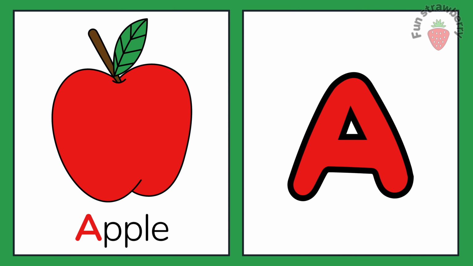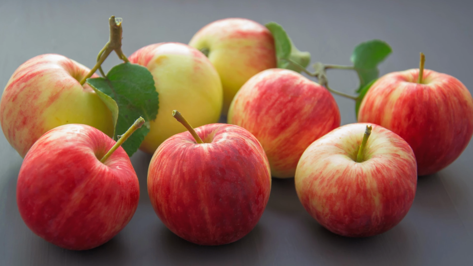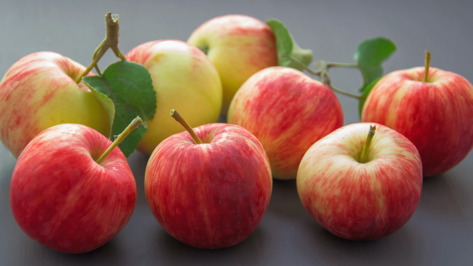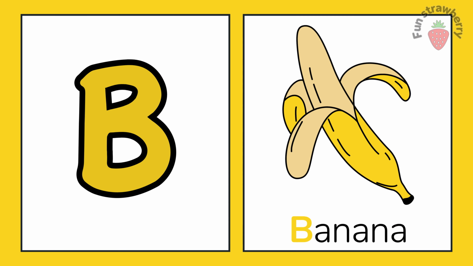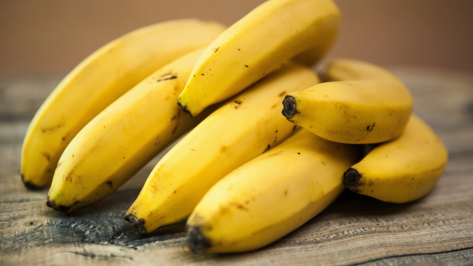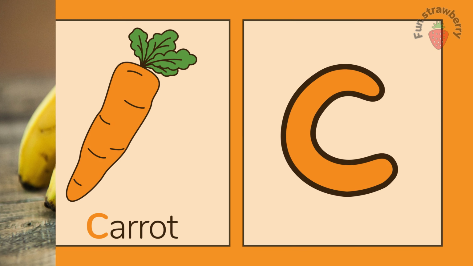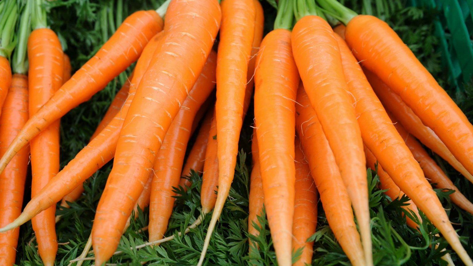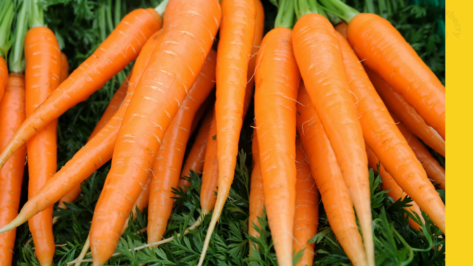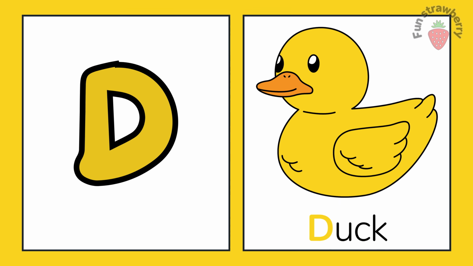A for apple. This is apple. B for banana. This is banana. C for carrot. This is carrot. D for duck. This is duck.